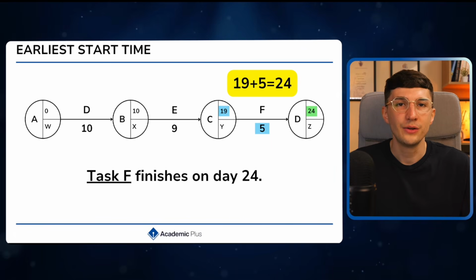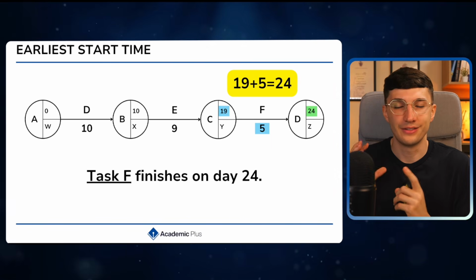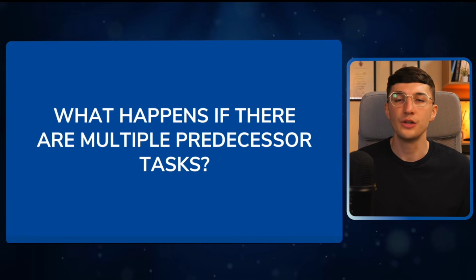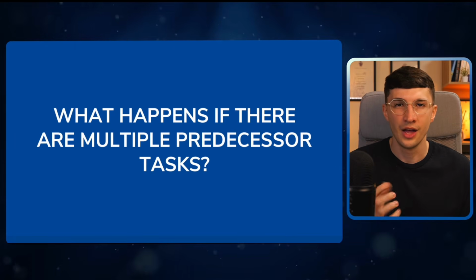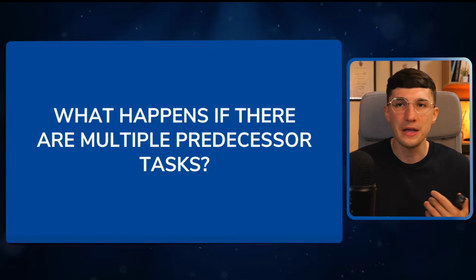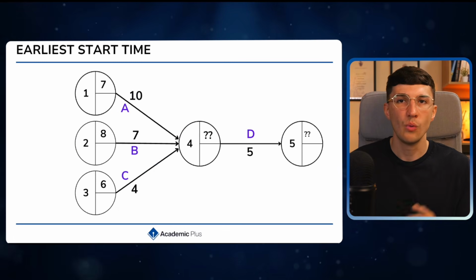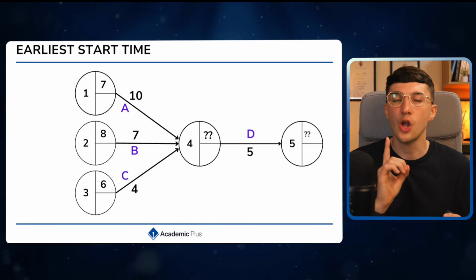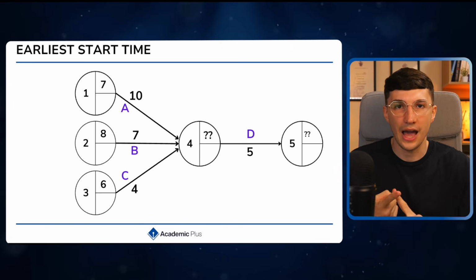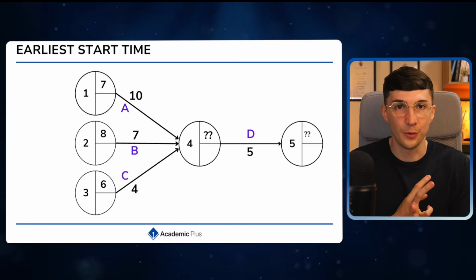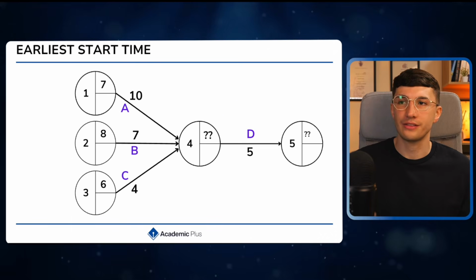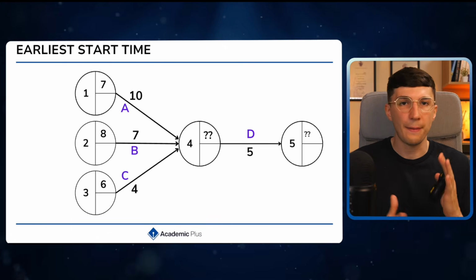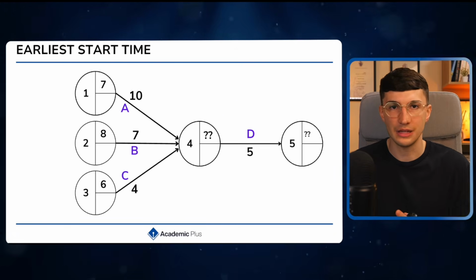Now, it's going to be very rare that you're given something as simple as that in your exam, because typically you'll have multiple predecessors. Now, you might ask, what on earth do I mean by multiple predecessors? Well, it looks something like this. Essentially, task D can only start once tasks A, B, and C have been completed. But the thing is, tasks A, B, and C can all happen at the same time. They don't depend on each other.